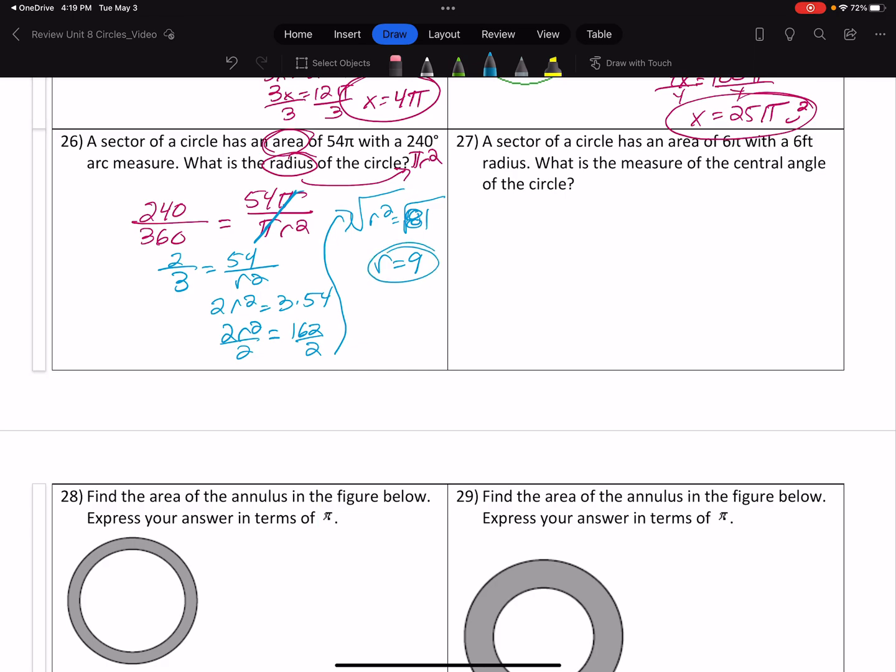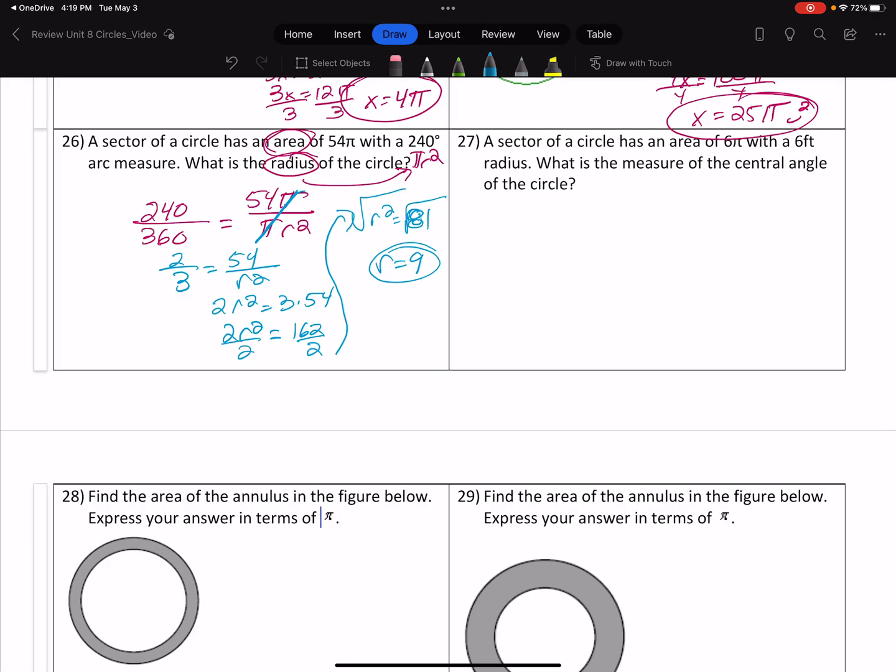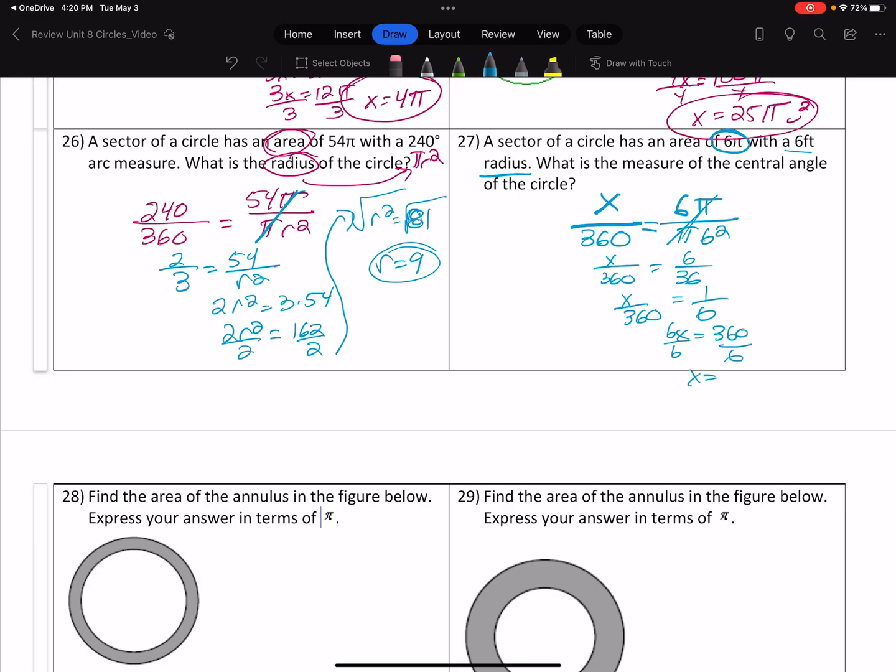A sector of a circle has an area of 6 pi with a 6-foot radius. What's the measure of the central angle of a circle? So sector of a circle has an area of 6 pi. Okay. It says a 6-foot radius, so I have enough information to find the area of the whole thing. We don't know what the measure of the central angle is. We do know that the whole circle is 360. These pi's divide out. I end up with x over 360 is equal to 6 over 36. X over 360 is equal to 1 over 6. 6x is equal to 360. X is equal to 60 degrees.